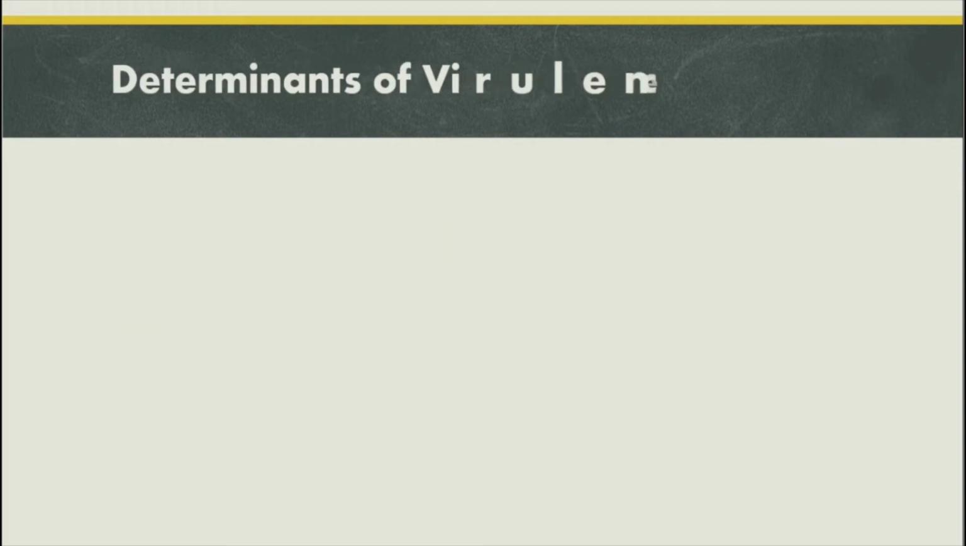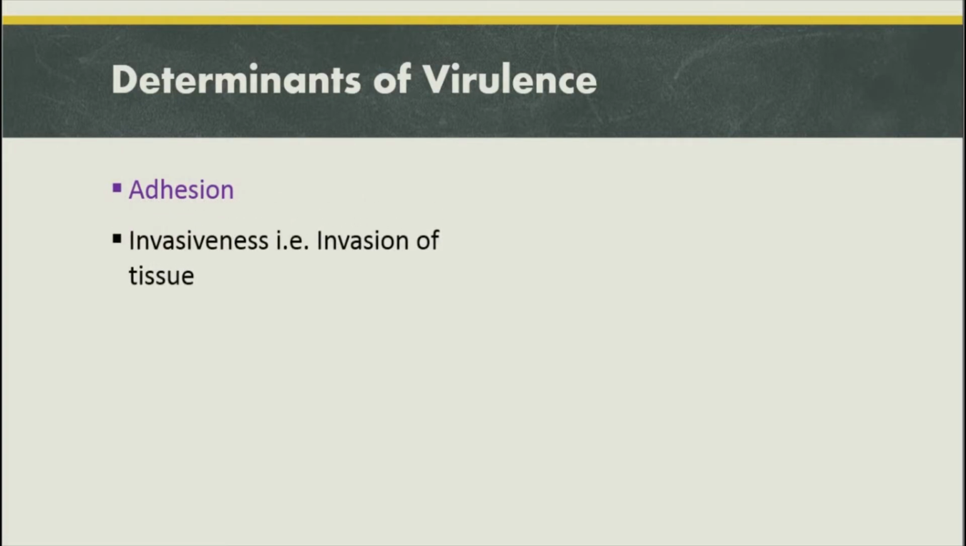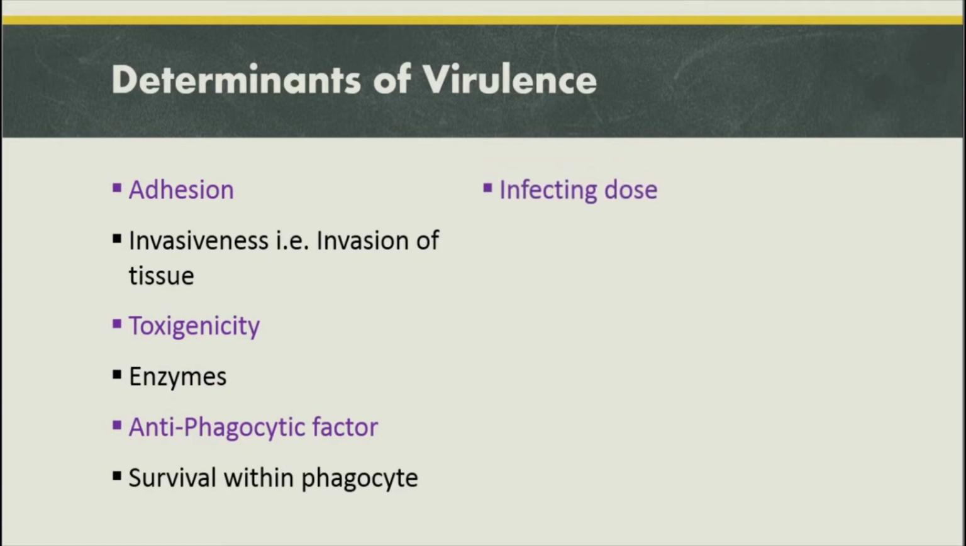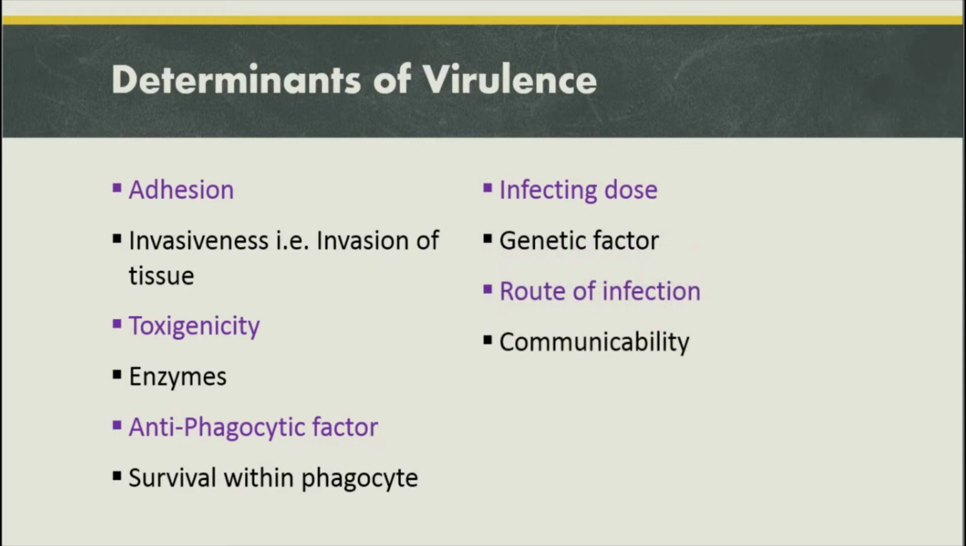Next, we come to the various determinants of virulence, which in a number of books are referred to as virulence factors. Both are the same term, virulence factors or determinants of virulence. That means the factors which determine the virulence of a causative agent or infecting microorganism. This includes adhesion, invasiveness, toxigenicity, enzymes, anti-phagocytic factors, survival within phagocytes, infecting dose, genetic factors, route of infection, and communicability, which determine the virulence of a particular infecting agent.